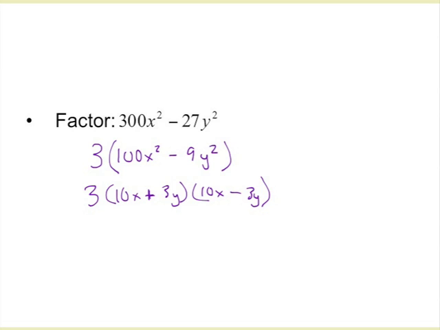So there always has to be 2 sets of parentheses? Yep, for the special form there will be 2 sets of parentheses, and they'll have the same numbers, but one will be plus and one will be minus. Okay?